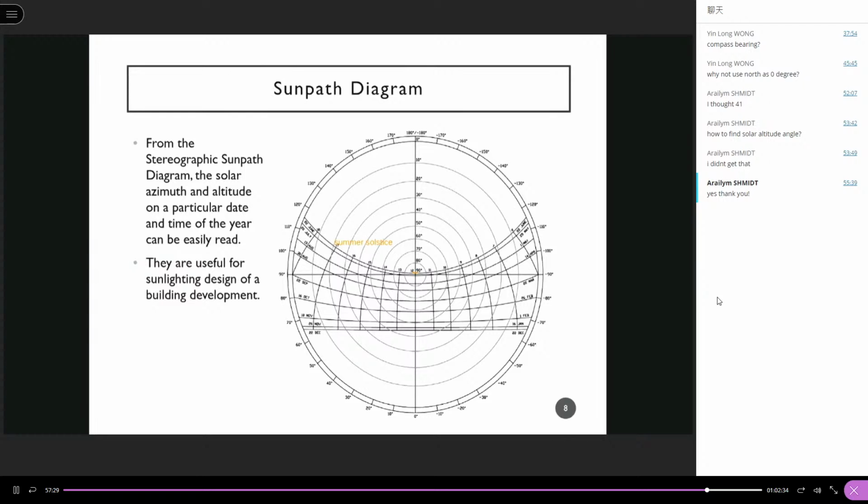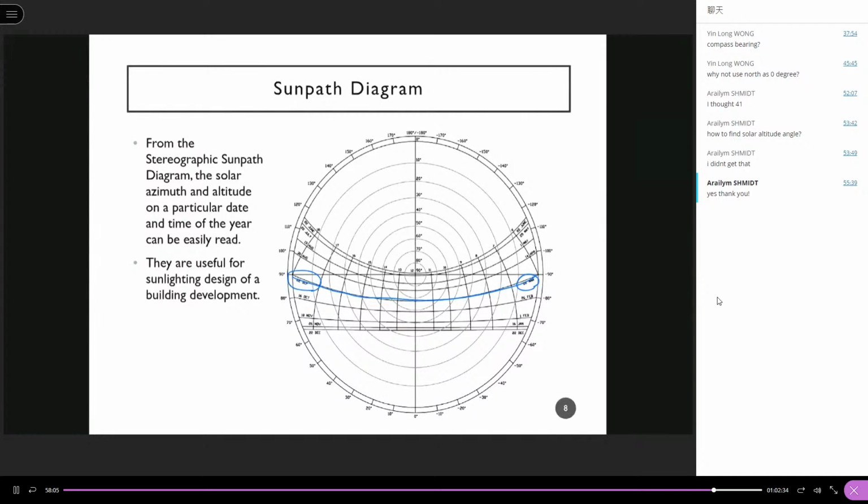How about the equinox? The equinox will be a poor drawing. On the equinox, it will be this line. This is the sun path for the equinox, and you will see that there are two dates, 22nd of March and 22nd of December, because the sun path is actually oscillating, swinging between north and south in the year.